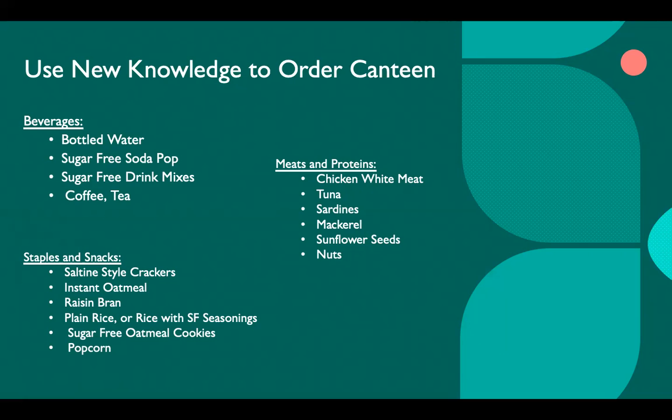Some other snacks that are low in added sugar are saltine crackers, instant oatmeal, raisin bran, plain rice or rice with sugar-free seasoning, sugar-free oatmeal cookies, and popcorn. And then some other options for protein are chicken, tuna, sardines, mackerel, sunflower seeds, and there's also an unsalted tropical nut mix that are all good options.